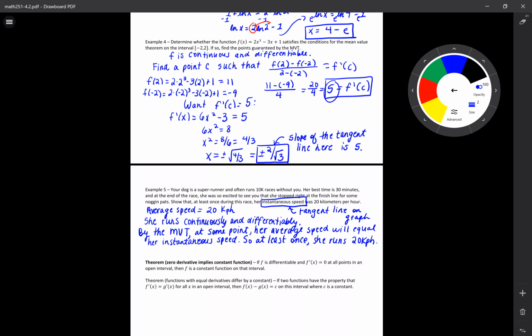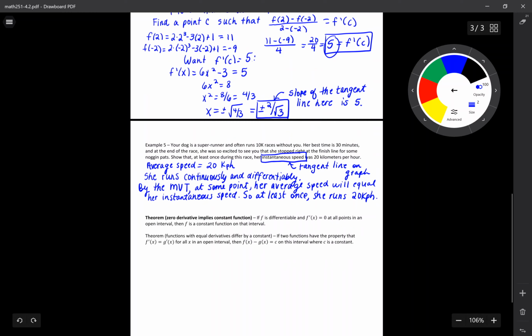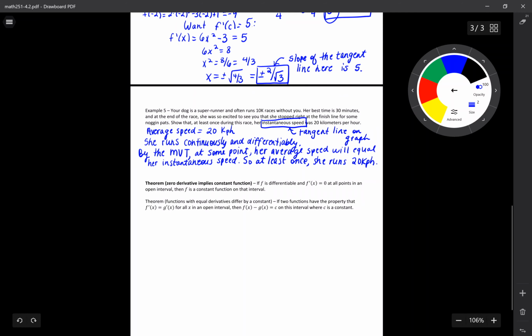All right, we end this section with a super random theorem, and I don't know why the textbook threw it here. I wouldn't worry so much about this, but I do need to say it. So our theorem here is zero derivative implies constant function. If f is differentiable and f prime of x is equal to 0 at all points in an open interval, then f is a constant function on that interval. This makes sense, right? If my derivative is 0, I just have a horizontal or constant function.